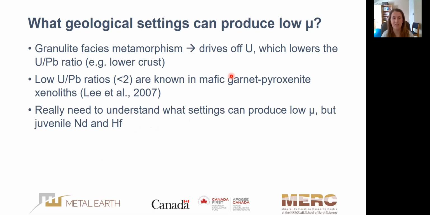So one process is granulite facies metamorphism. This is generally in the lower crust, and it drives off uranium, which lowers the uranium lead ratio. So basically the lower crust. There are also known low uranium lead ratios in some mafic garnet pyroxenite xenoliths. So that's one possible source that could produce low mu values. But we really need to understand what settings can produce low mu, but at the same time produce juvenile neodymium and hafnium. So it's something that's affecting the lead, but not really affecting these other isotopic systems.